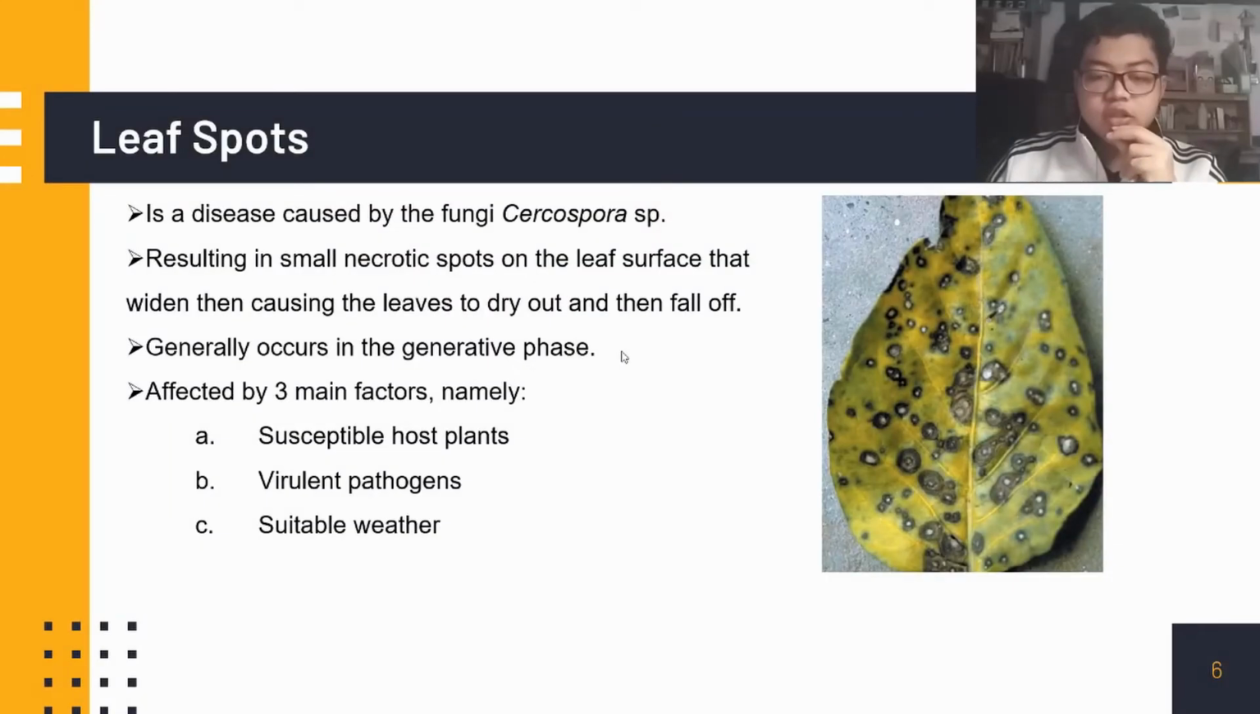Leaf spots are a disease caused by the fungi Cercospora sp. It results in small necrotic spots on the leaf surface that widen, then cause the leaves to dry out and fall off from the branch. Generally, it occurs in the generative phase. It is affected by three main factors: susceptible host plants, virulent pathogens, and suitable weather.